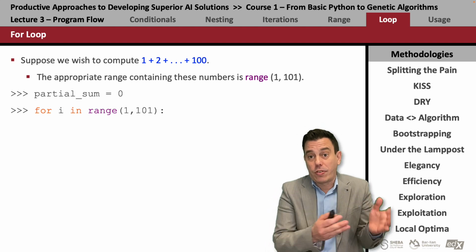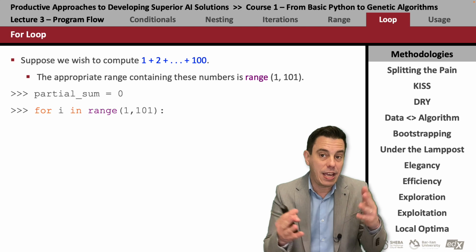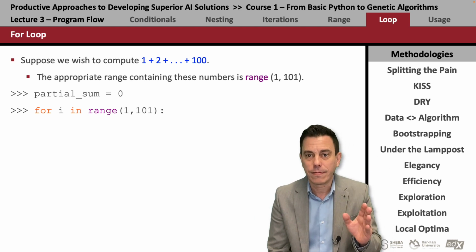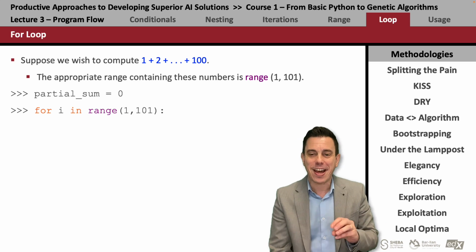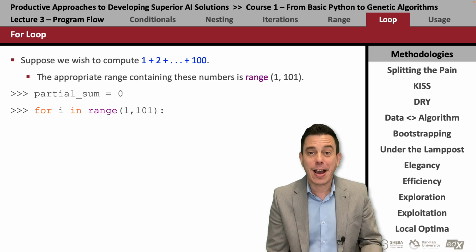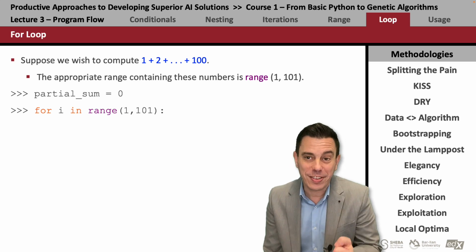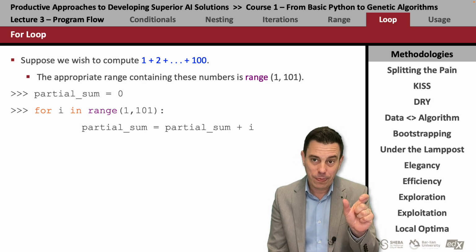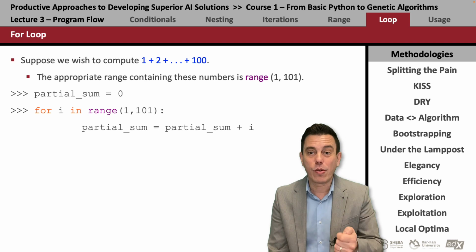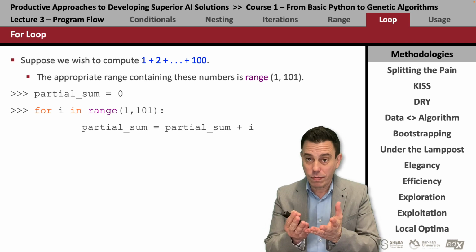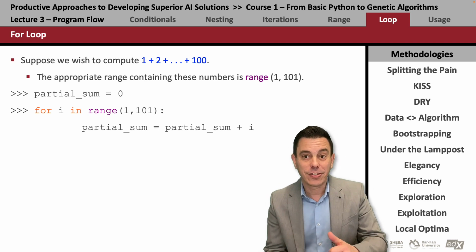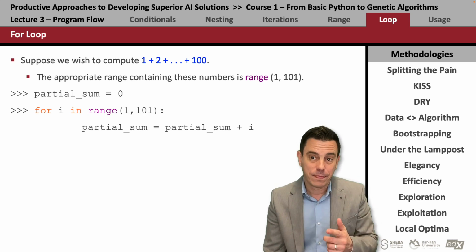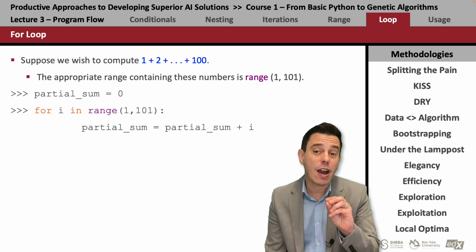And of course, because it's a variable, it can have any name. So in this case, we call it I, which is quite a common practice, I for iterator. And now what do we do in this scope? We take the partial sum variable, and inside it, we will put a value which equals the former partial sum plus I. That's it. So let's see how it goes.